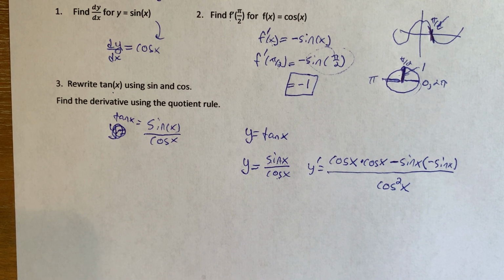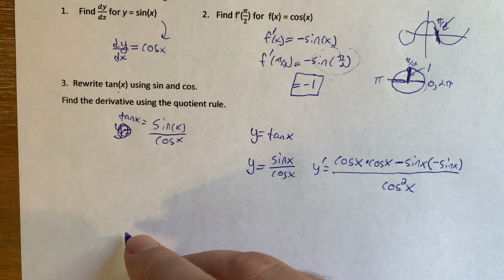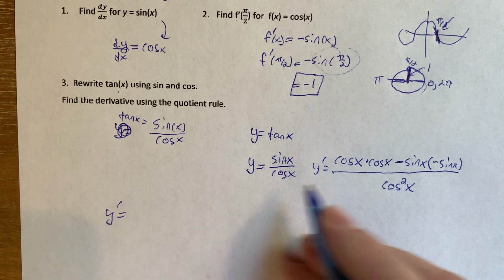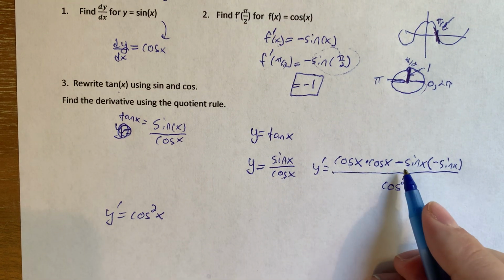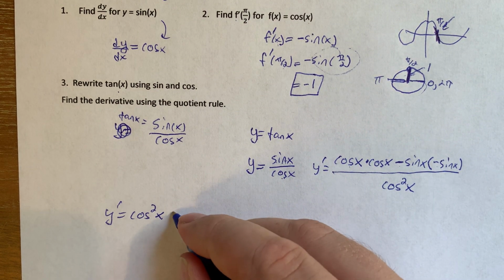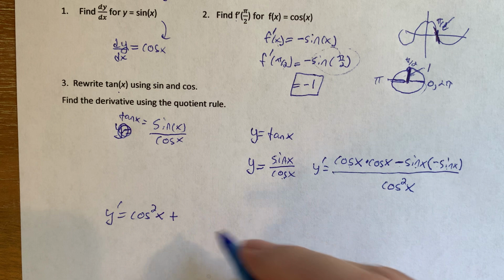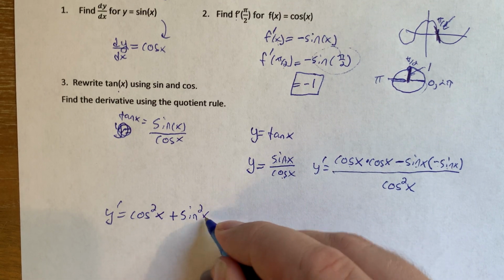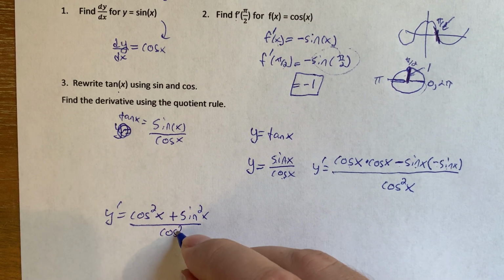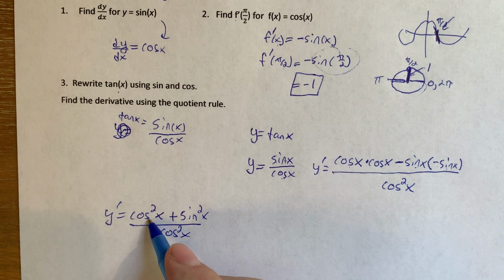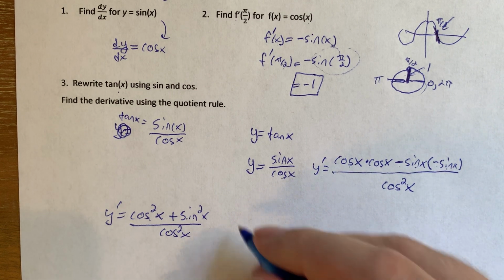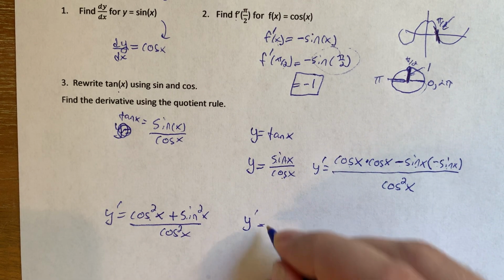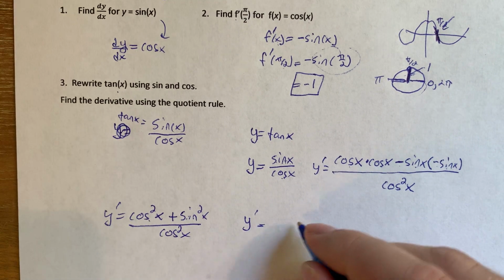Now there's some cool things we can do to simplify here. I'm going to rewrite it over here. Cosine of x times cosine of x is cosine squared of x. Here we have a negative times a negative, which is a positive. Sine of x times sine of x, we usually write as sine squared of x. And then the bottom was still cosine squared of x. And hopefully we remember from pre-calculus, what is sine squared of x plus cosine squared of x? That's my favorite trig identity. Well, sine squared of x plus cosine squared of x is 1.